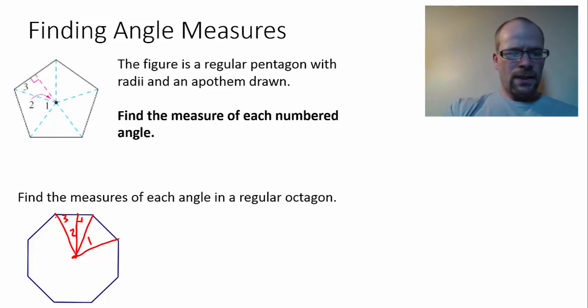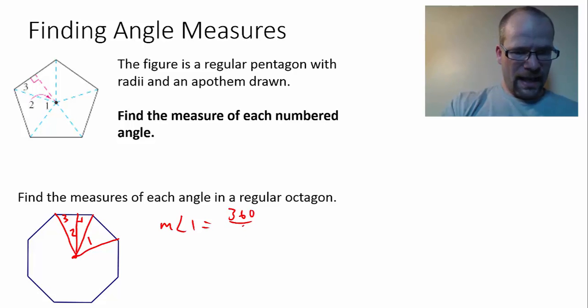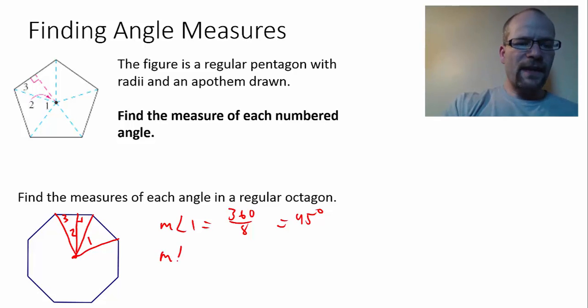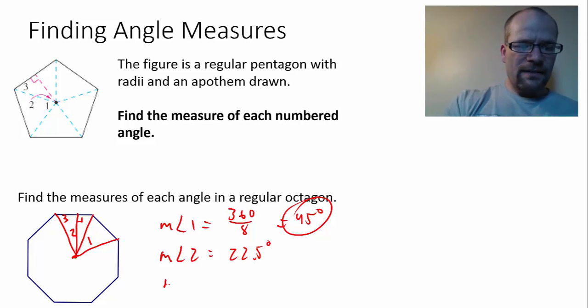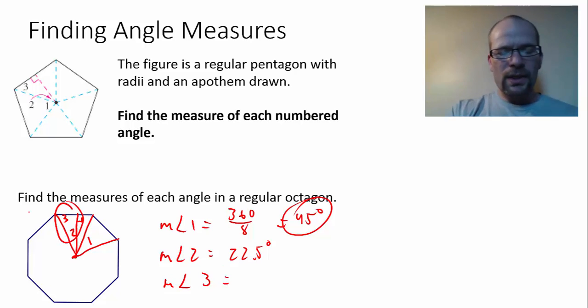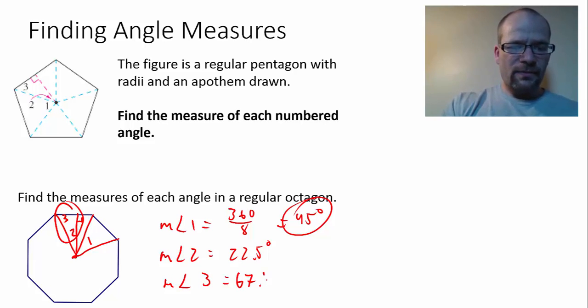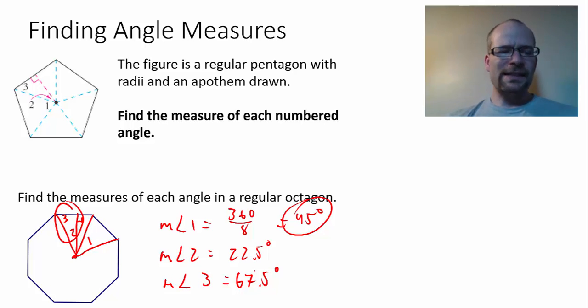So to find the measure of angle 1, we divide 360 by 8, and that is equal to 45 degrees. To find the measure of angle 2, we divide the central angle by 2, so that's 22.5 degrees. And to find the measure of angle 3, we know that the triangle angle sum theorem will work on that triangle, so we take 90 minus 22.5, and we end up with 67.5 degrees. You should work through several examples of that so you can find those angles very easily. They should come to you fairly quickly.